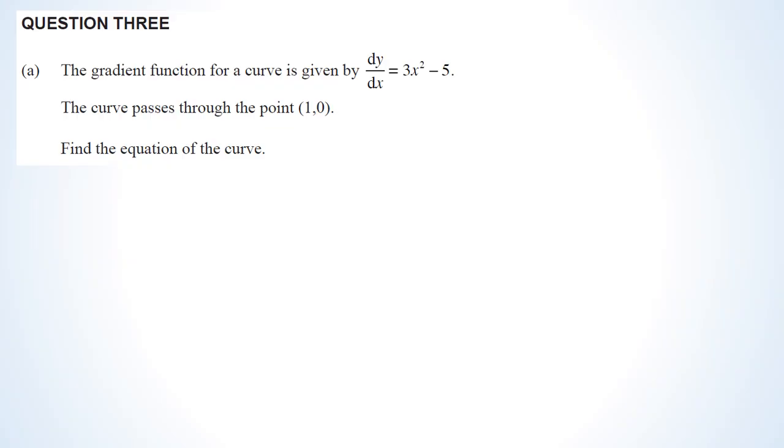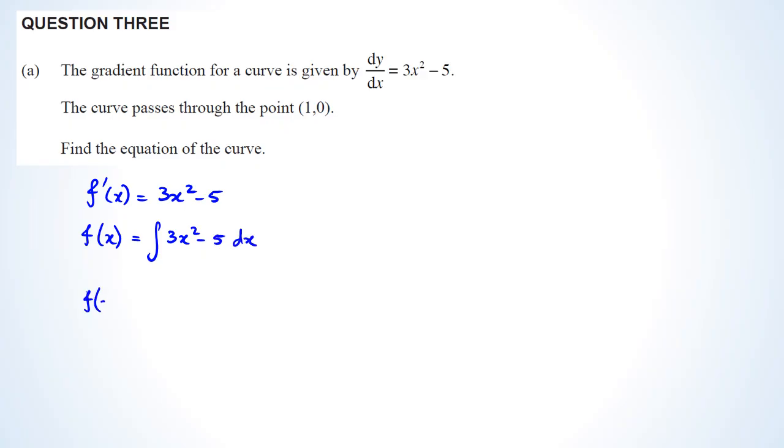Okay, so with question 3, we've got a gradient function. It passes through (1, 0), and we're trying to find the equation of the curve. So what we have is f dash of x equals 3x squared minus 5. So we're going to actually have to, sorry, not differentiate, integrate this with respect to x.